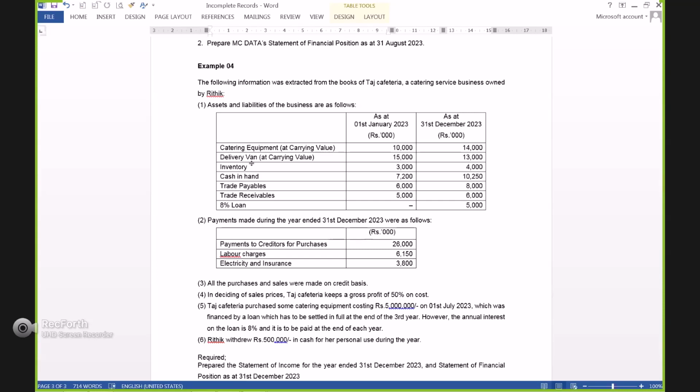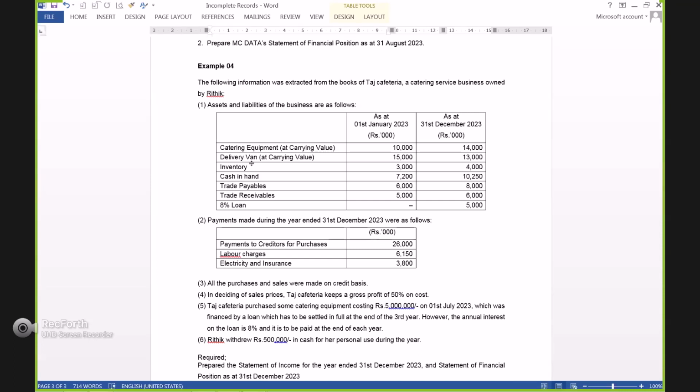Here some payments are given. What about the cash balance, is it given or not? Cash in hand is also given. All purchases and sales are on credit basis. The sales price of the cafeteria keeps a gross profit of 50% on cost. Equipment 5 million, set for 3 years. Withdrawal of 50,000.